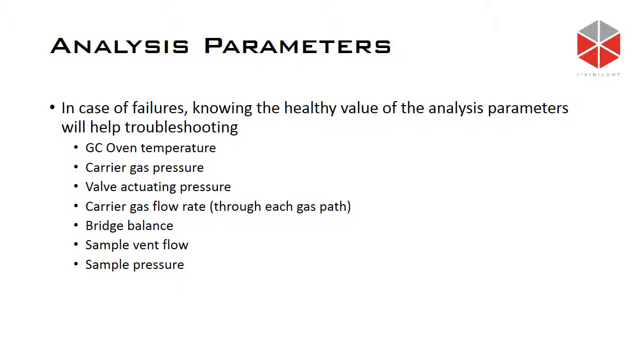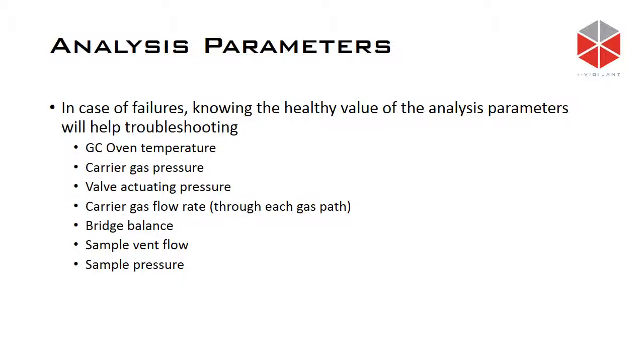The last thing that I want to say is that on the new thing, it's not really a new thing, it's probably just a reminder that we need to save the analysis parameter. So the analysis parameter is basically the parameters that we take, the GC parameters that we take when the GC is healthy. So these are some of the parameters that we should take from the GC, like the GC oven temperature. Basically, the GC oven temperature on a healthy GC will be pretty much constant all the time.